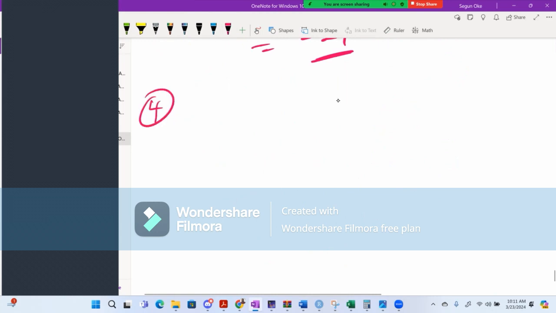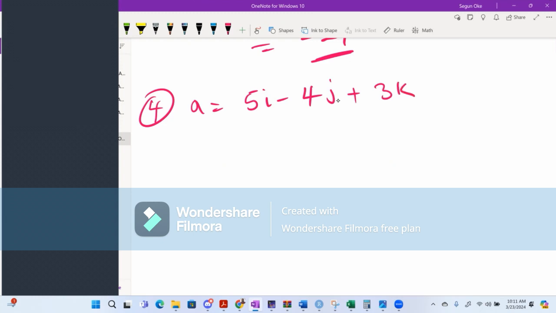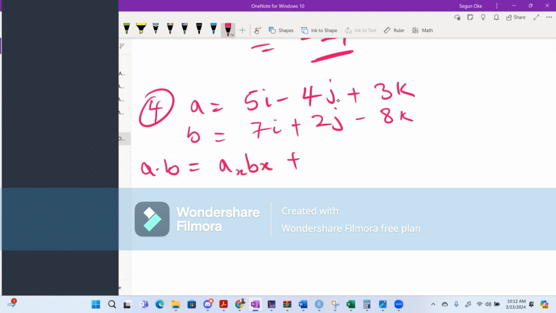Number 4 says A equals, write it down and do it, 4j plus 3k. Then we have our B to be equal to 7i minus 2j plus 2j minus 8k. So A dot B in this case will be AXBX plus AYBY plus AZBZ. So meaning, what's the answer for this one?